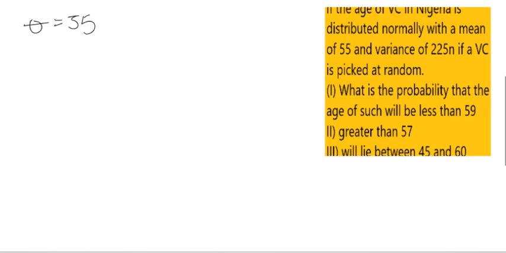And our variance is equal to 225. Ignore the n that is beside the variance here. Ignore it. And our variance is this. This is the sign for variance, or we use V of x depending on the question.